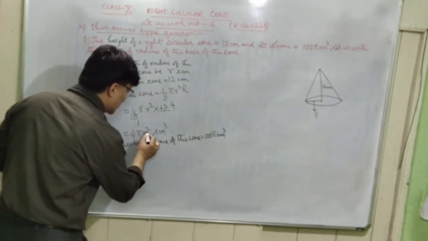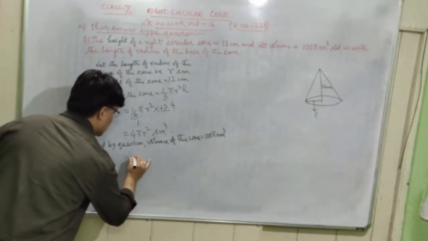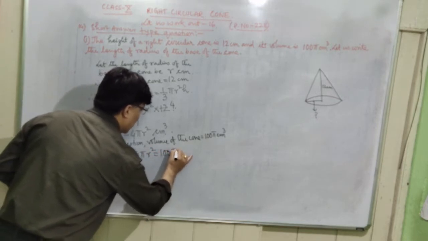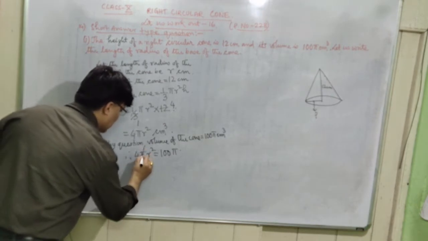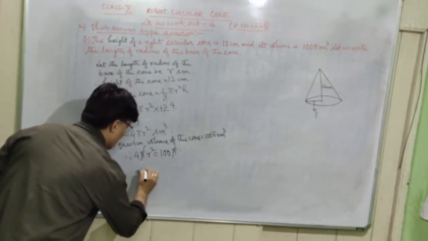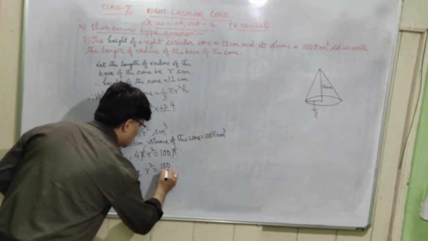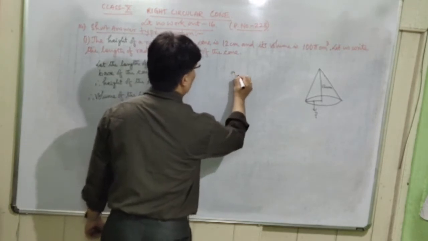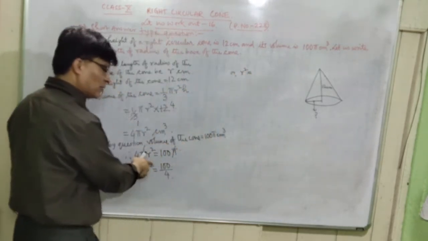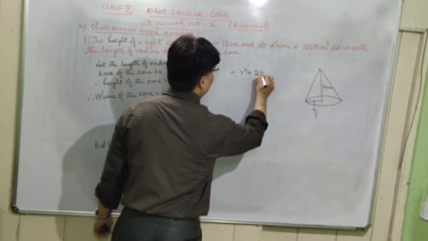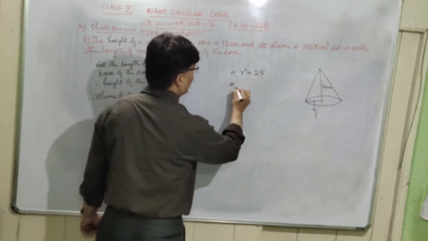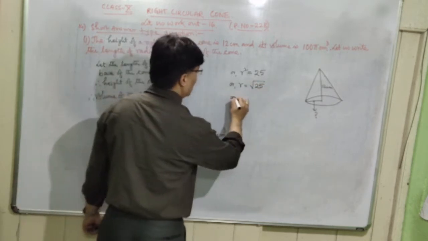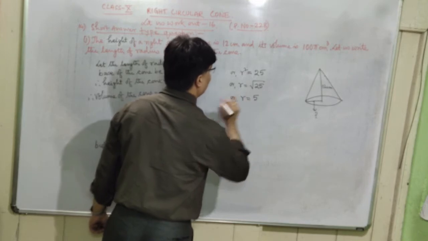So we can equate them. These are the same. That is, 4 pi r square is equal to 100 pi. Here pi gets cancelled, so what is the value of r square? R square is equal to 100 by 4. If you divide 100 by 4, you will get 25. What is the value of r? r is equal to square root of 25. What is the square root of 25? It is 5.